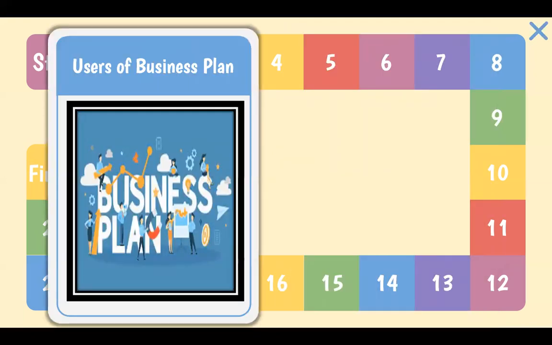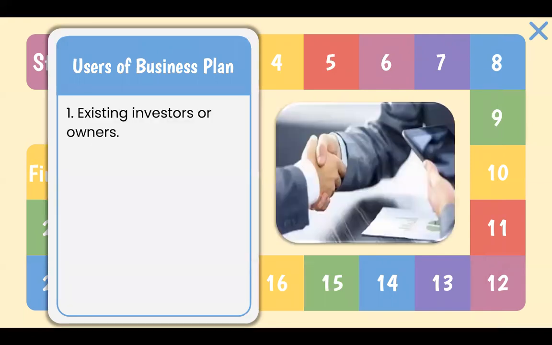Users of business plans. The users of the business plans are the following. Number one, existing investors or owners. Business plans inform the owners as to what could possibly happen to their investment. This will also guide them whether a higher or a lower rate of return should be expected. At the same time, this will indicate whether or not the existing funds are enough for future plans.